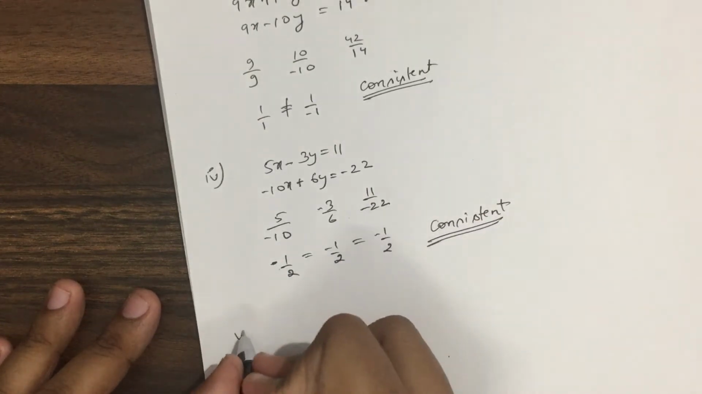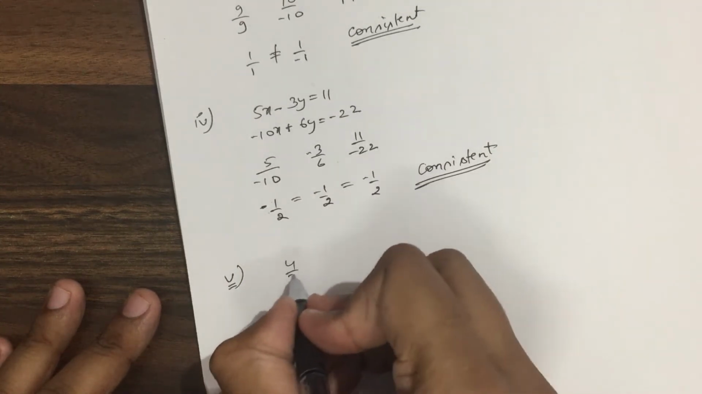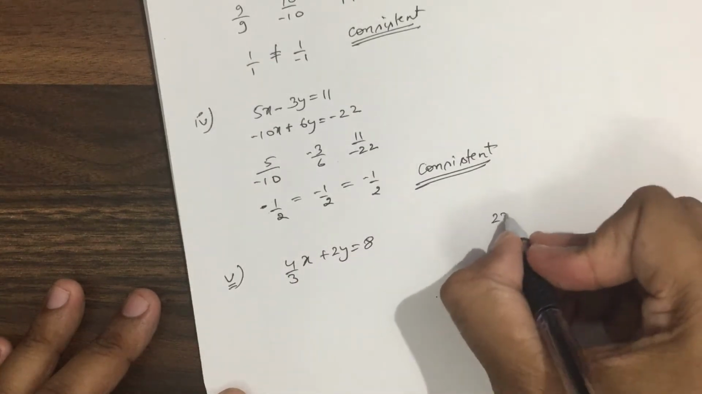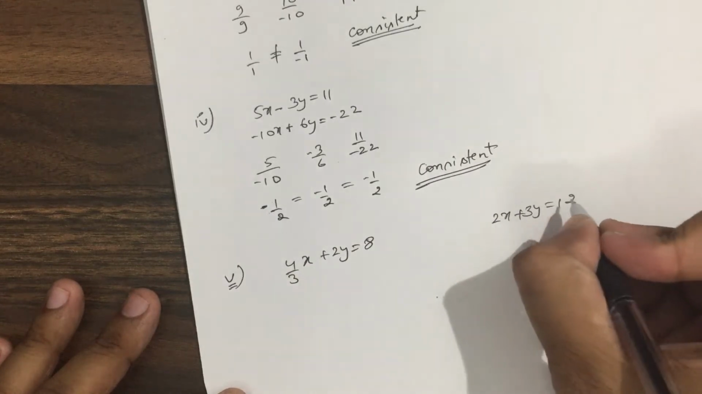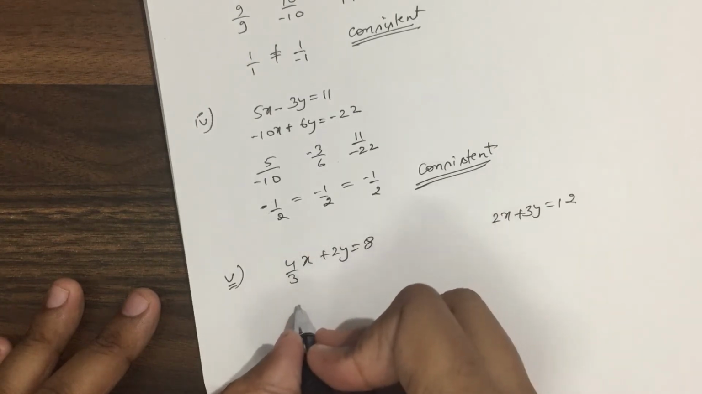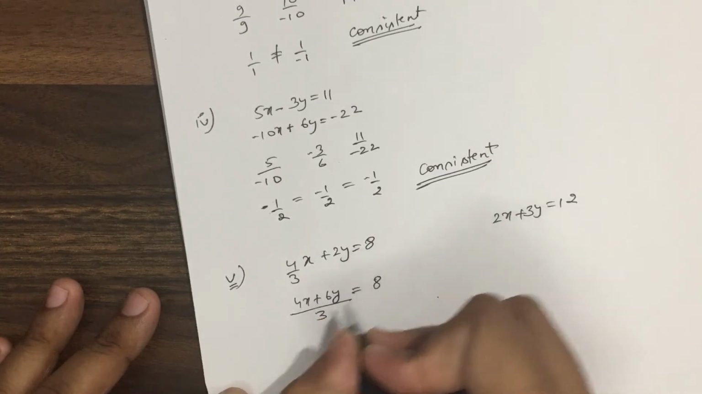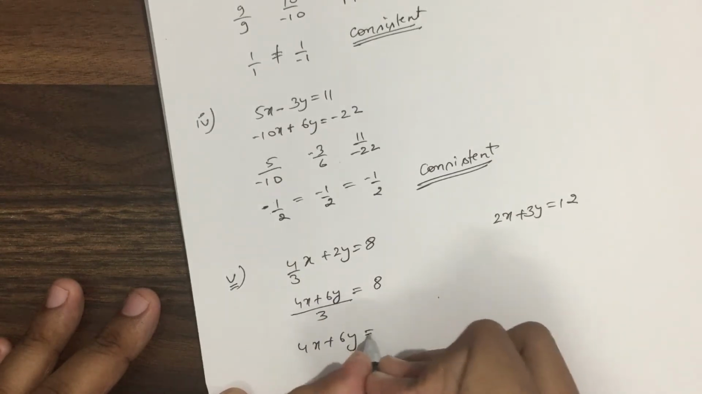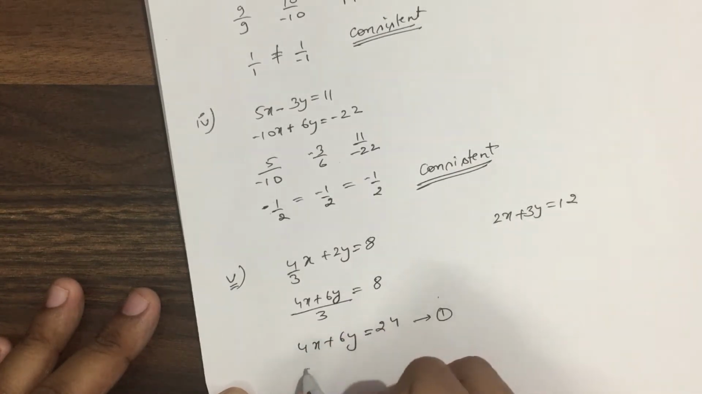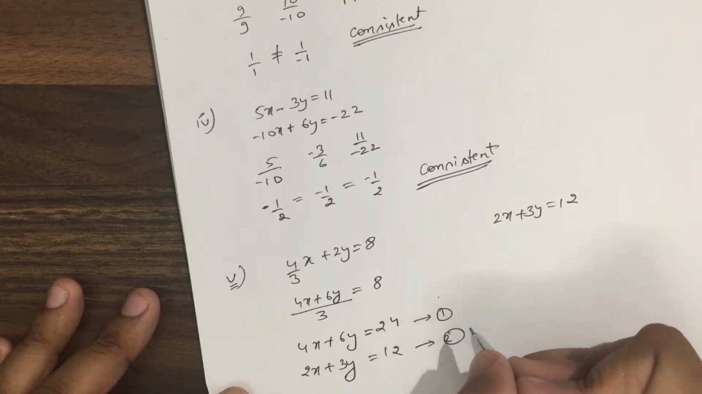Okay. Now comes the final one. The final is 4 upon 3x plus 2y equal to 8, and the second is 2x plus 3y equal to 12. Now what we will do, we will again take the LCM. It will be 4x plus 6y equal to 8 threes are 24. This will be the first equation, and this is your 2x plus 3y equal to 12. It is your second equation.